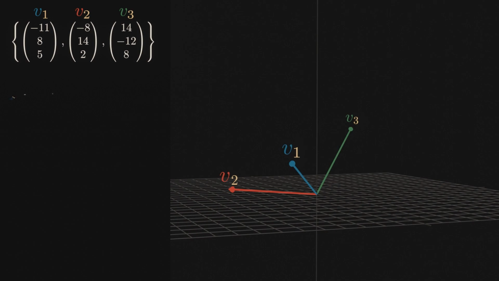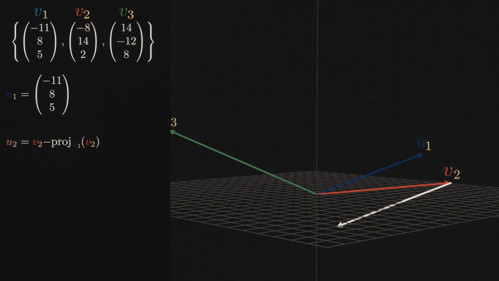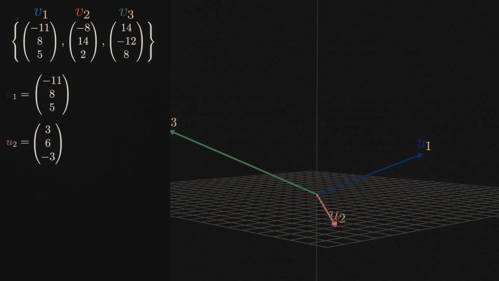We will let our first vector u1 just be -11, 8, 5. u2 will equal v2 minus v2 projected onto u1. Next, we can use our formula and then substitute in all the vectors. Now, we just need to compute all of this to get our second vector, which is 3, 6, -3.